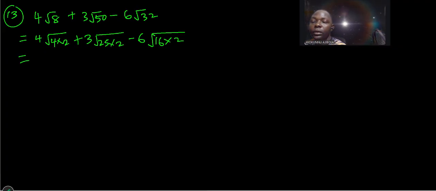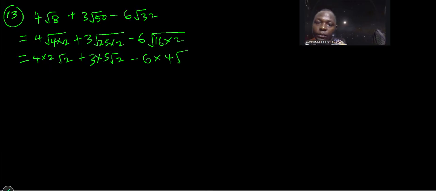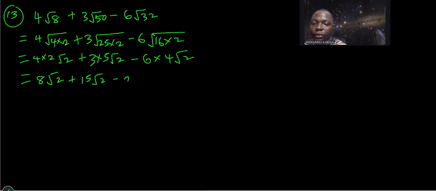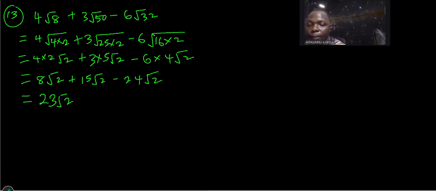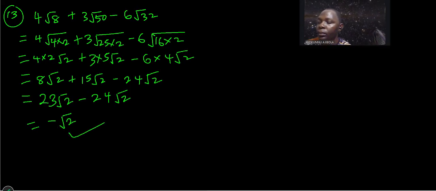So here 4 times 2 root 2 because square root of 4 is 2, then 3 times 5 root 2, then minus 6 times 4 root 2. So 4 times 2 is 8 root 2, then we have 15 root 2 minus 24 root 2. So 8 root 2 plus 15 root 2 is 23 root 2, then minus 24 root 2. That's good because 23 minus 24 is negative 1, so that is negative 1 root 2. Is that clear?